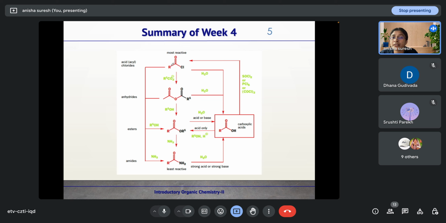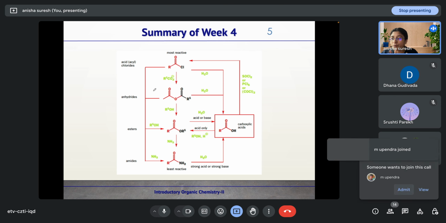It could be converted into acid chlorides. So these are the interconversions between different carboxylic acid derivatives and carboxylic acids. Okay.